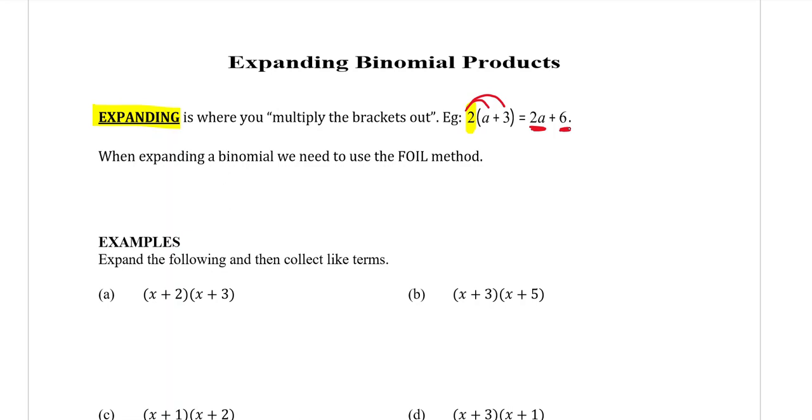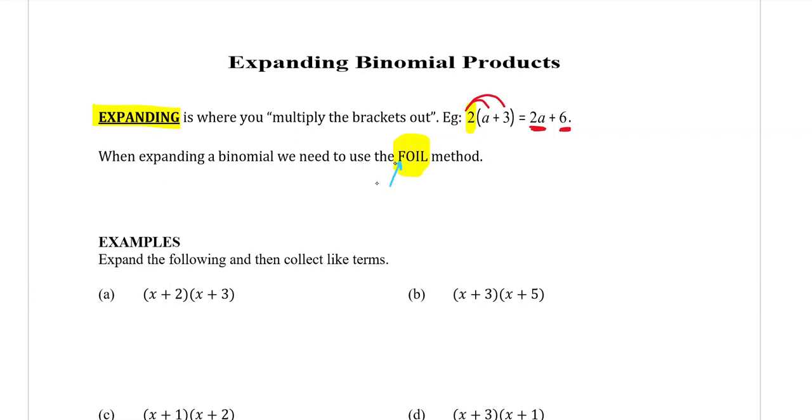We're going to learn something completely new now, which is when you have 2 brackets next to each other and how to expand them out. Now, we're going to use a process that is called FOIL. Each letter in the word stands for something.